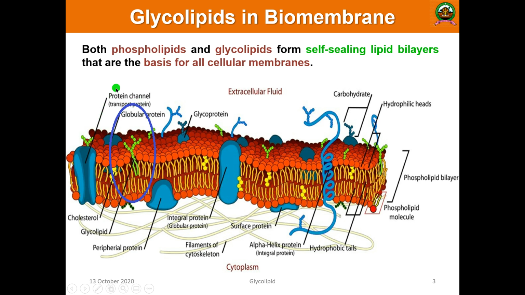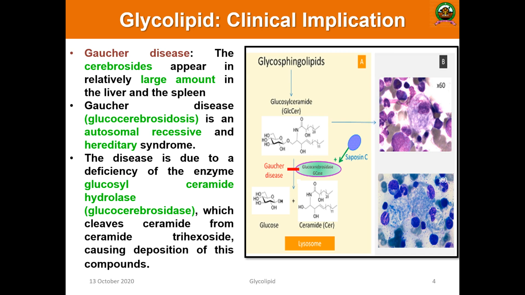So these are the glycolipids, embedded along with the phospholipids. Both glycolipids and phospholipids form the self-sealing lipid bilayer that is the basis of all cellular membranes. That is an important aspect. So that is the function of glycolipids in biomembranes.